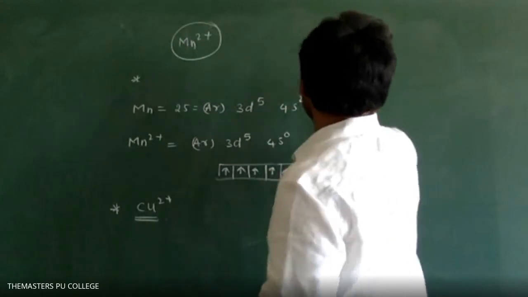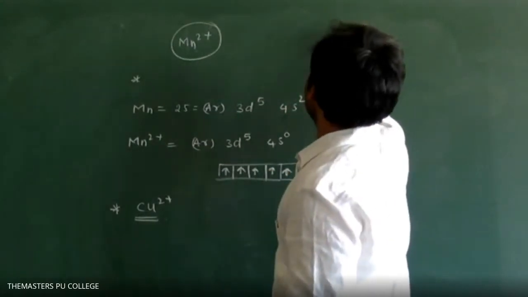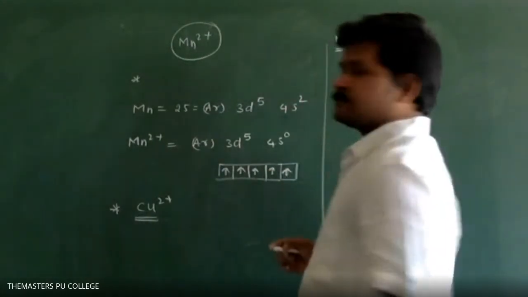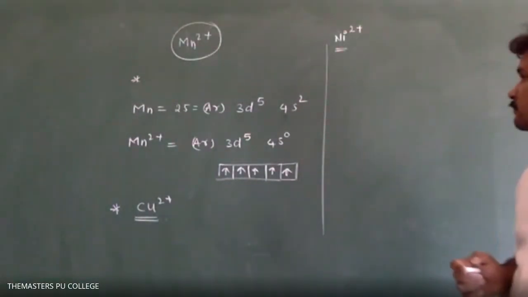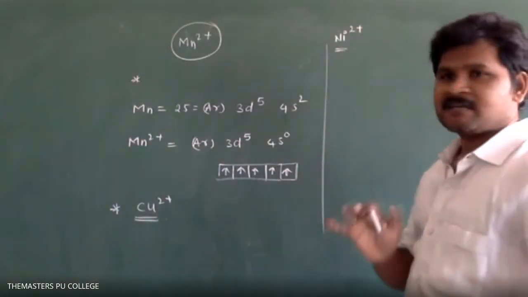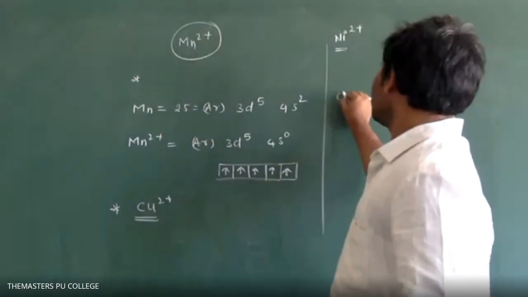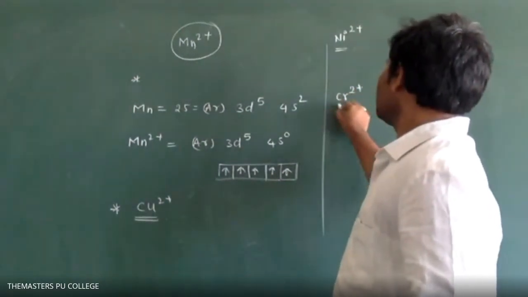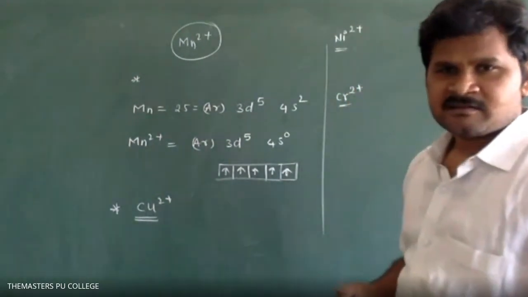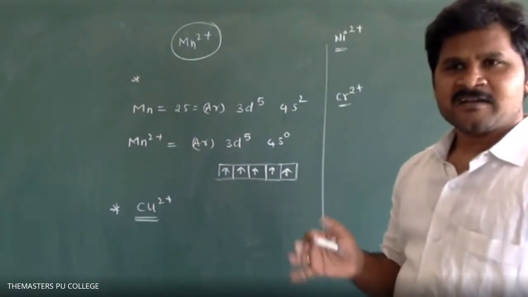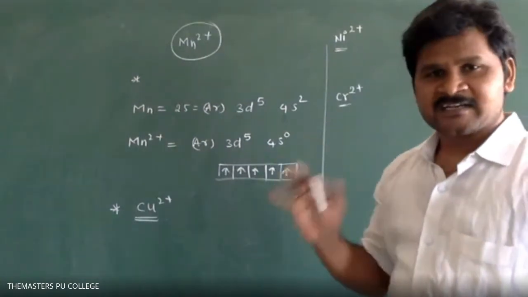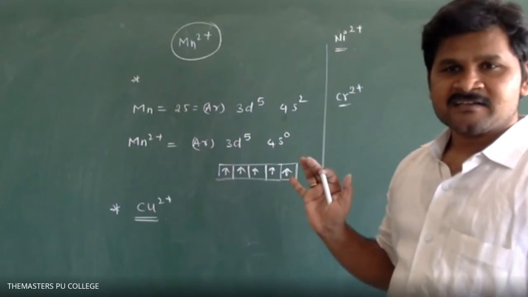Similarly, Ni2+. Vega, make it fast. Sir, 9. Next. What? 9. What is 9? Unpaired electrons or paired electrons, electronic configuration. Clarity.